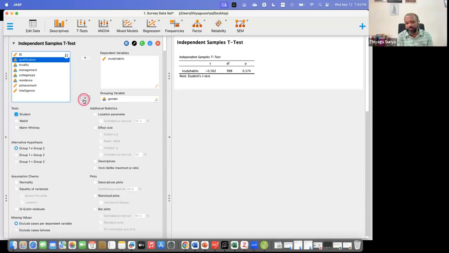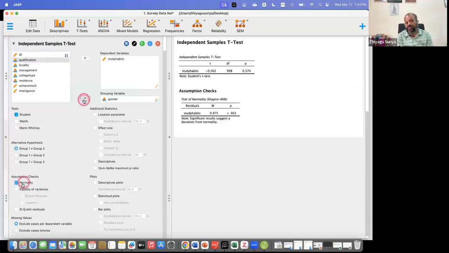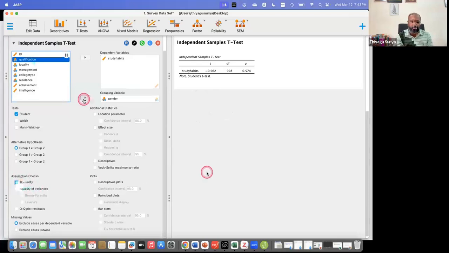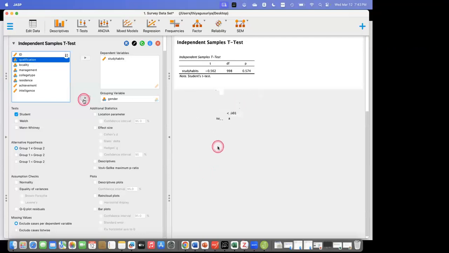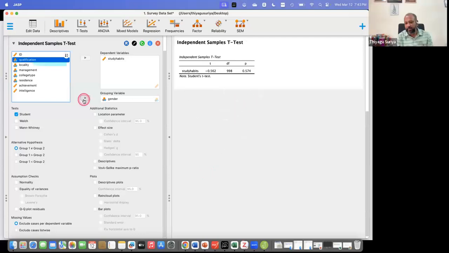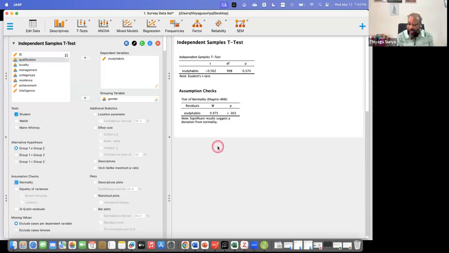Now the question, sir: you showed the t-score, but how do we find whether to use Student's or Welch's? Kindly check here, there's an assumption check. Are you able to see the assumption checks? First, you click normality. What is the normality showing? Not normal, sir, it is 0.001. It is actually not normal.